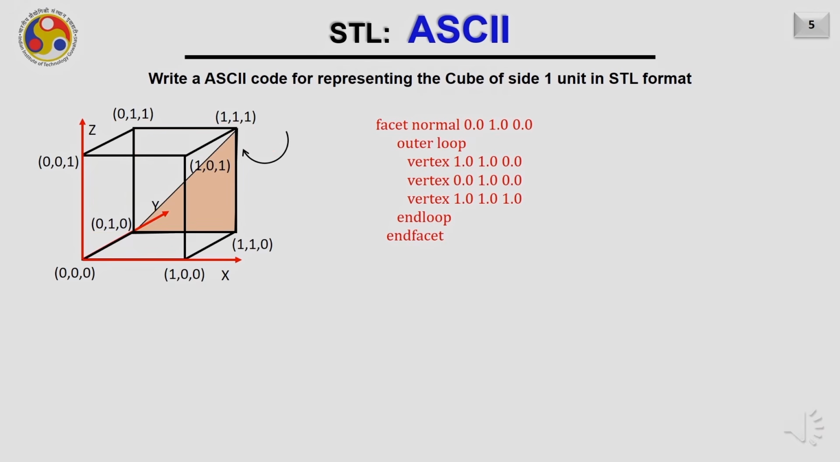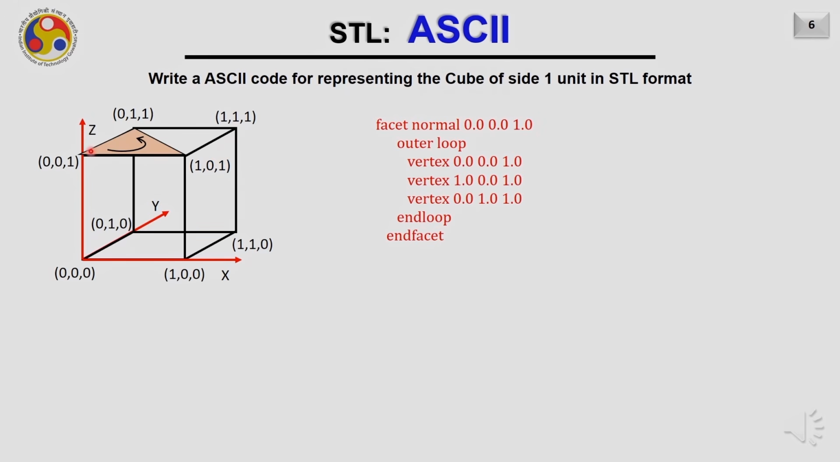Now in a very similar fashion for this triangle, where the facet normal is along the direction of 0, 1, 0, along the positive y direction, and in a similar fashion the counterclockwise direction will be this, because we are assuming that we are standing here and watching the triangle. Then if the first vertex is written as 1, 1, 0, then the second will be 0, 1, 0, and the last will be the 1.